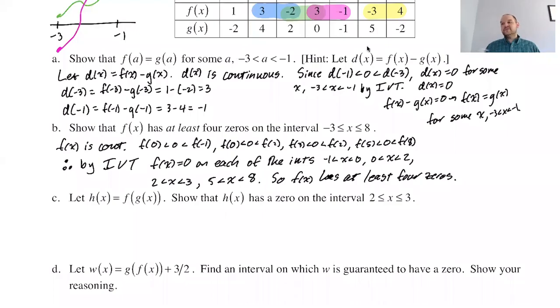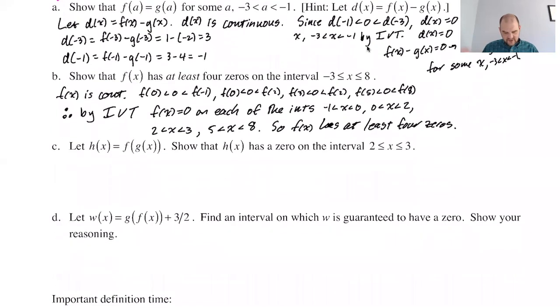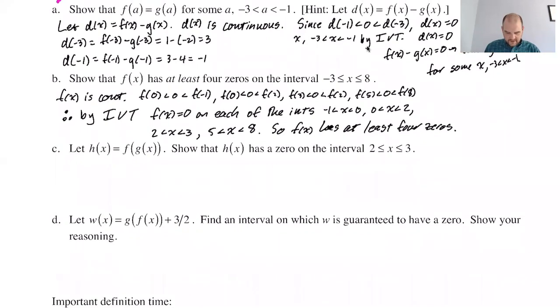All right, I'm back. We're still on page 286, and we're on part C. The question says, let h of x equal f of g of x. Okay, so composition. Show that h of x has a 0 on the interval from 2 to 3. From 2 to 3. All right, so at least that's not the whole table, so that's good. All right, so let's see.